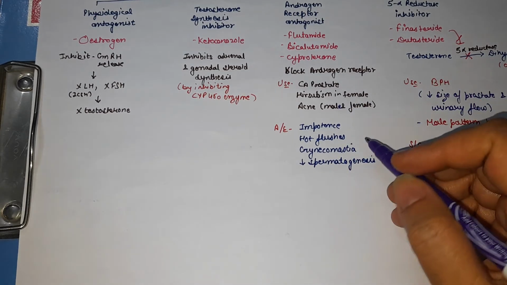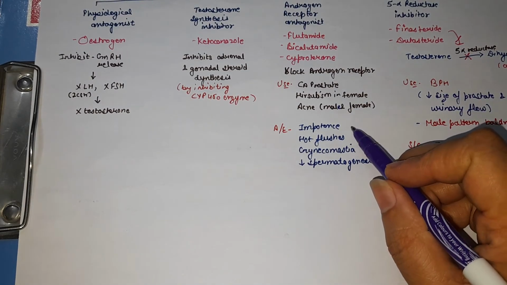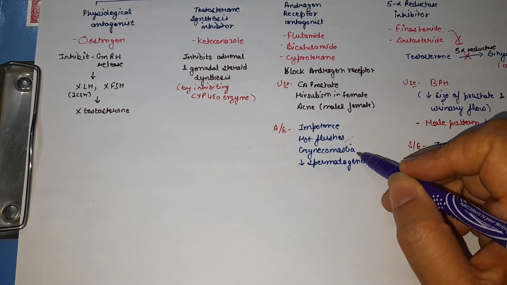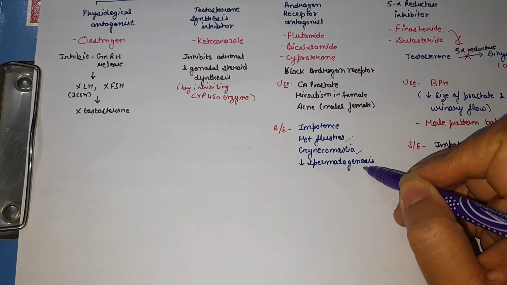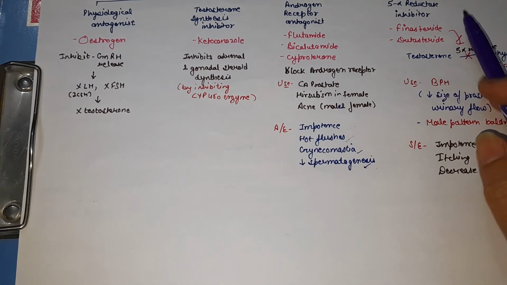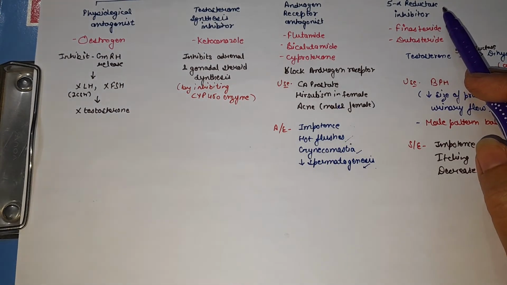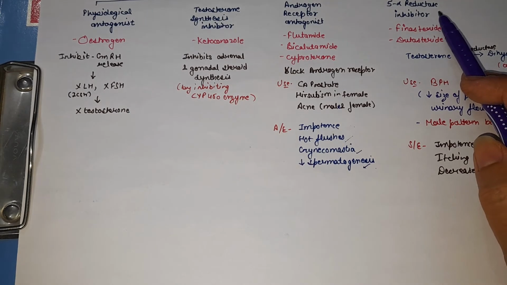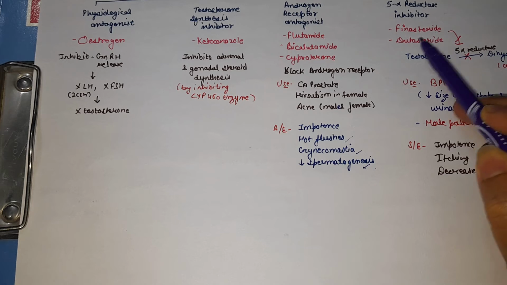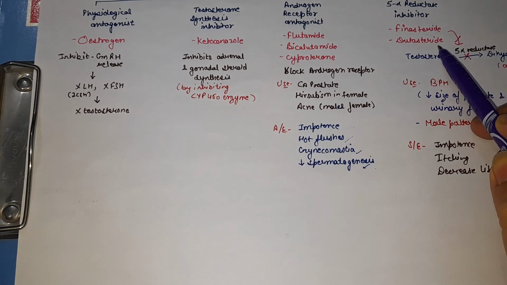Adverse effects of androgen receptor antagonists include impotence, hot flushes in female, gynecomastia in male, and they decrease and inhibit spermatogenesis. Next group of anti-androgen drugs are 5-alpha reductase inhibitors. The drugs in it are finasteride and dutasteride.